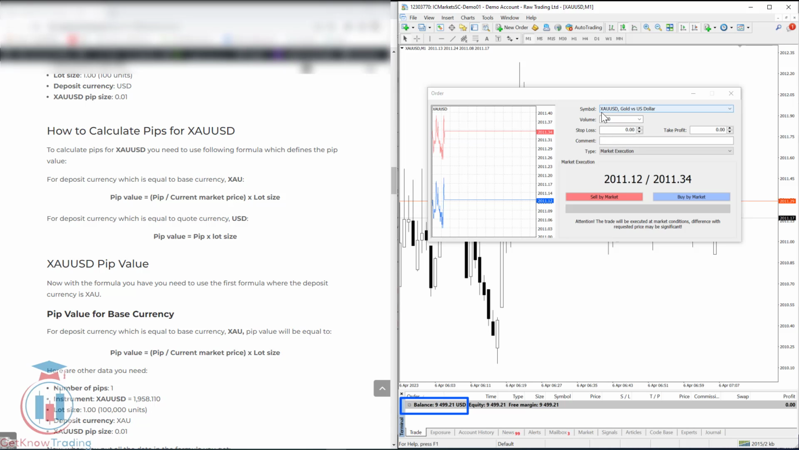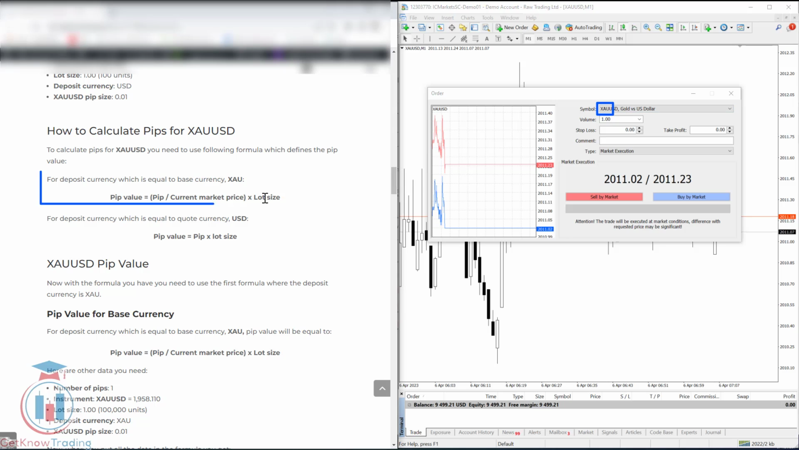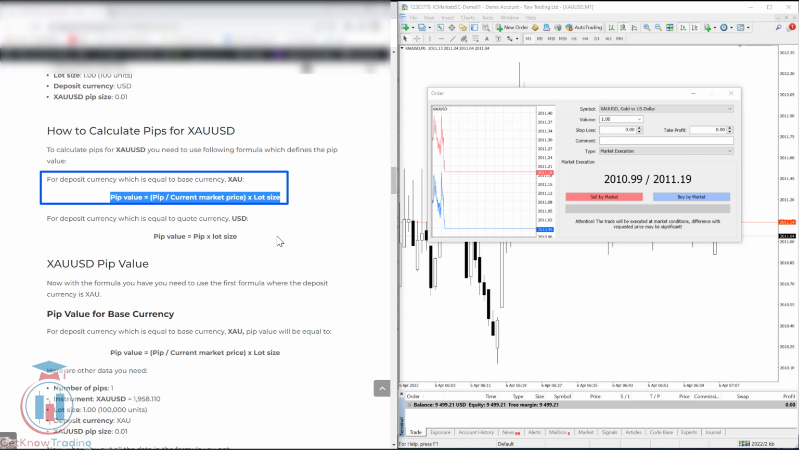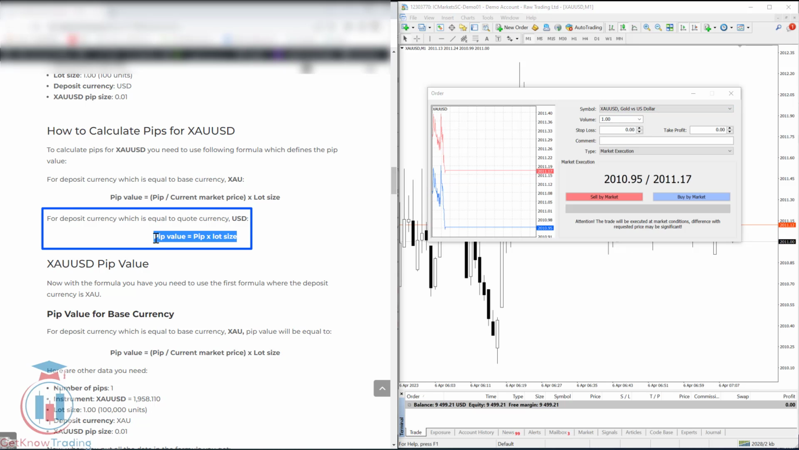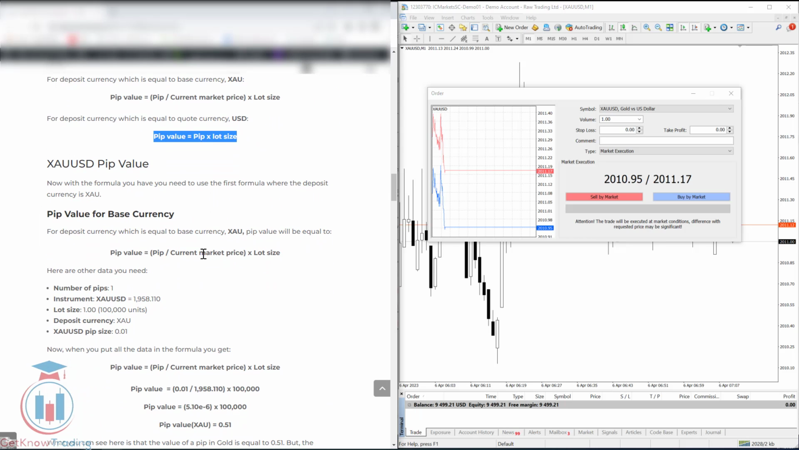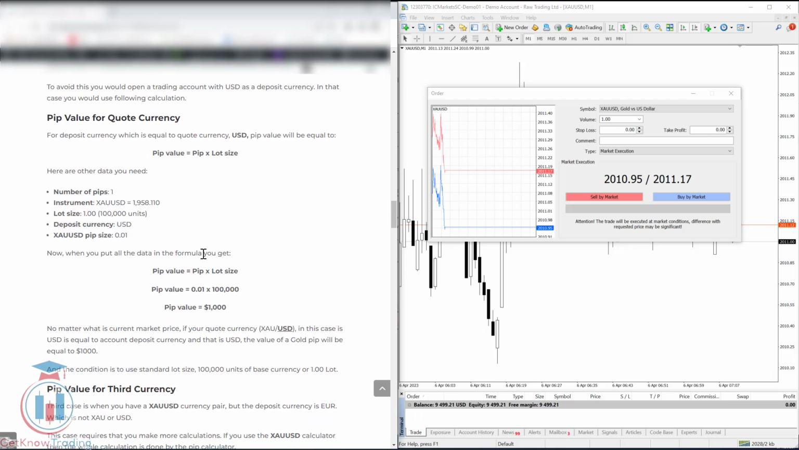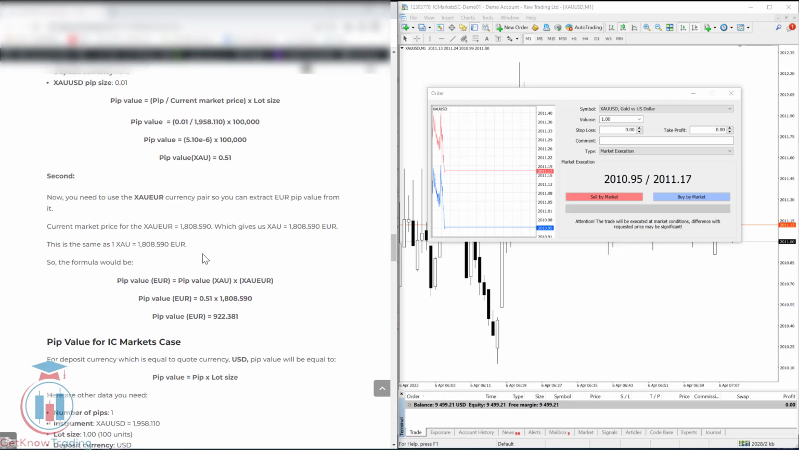If you have, for example, in this case gold against the US dollar, and a deposit currency which is equal to the first currency, in this case gold, this would be the formula. But in case you have a deposit currency US dollar, which is the same as the second currency in the currency pair, which means it is the quote currency, then you would use this formula. So when you take an example of gold, I will put here an example of IC Markets.